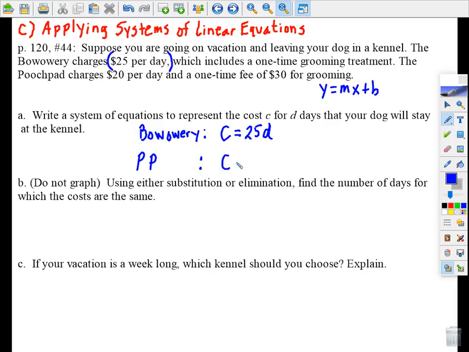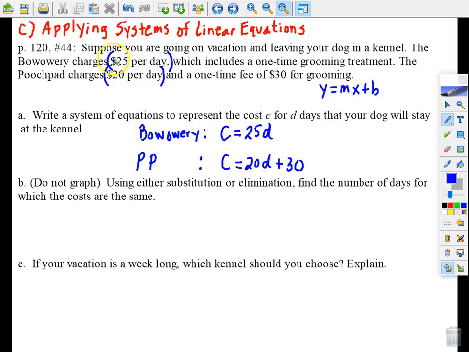The cost for this kennel is a little different. We still have this constant rate of change. It's a little less, $20 a day. The slope is 20. The input value is D. But then we've got this one-time fee. It's not affected by the number of days. It's going to be assessed no matter how many days. So this is another way of saying a y-intercept. It's just a constant. It's not determined. The cost is not going to be determined by 30 times the number of days. It's just a flat $30. So that would be like your y-intercept.